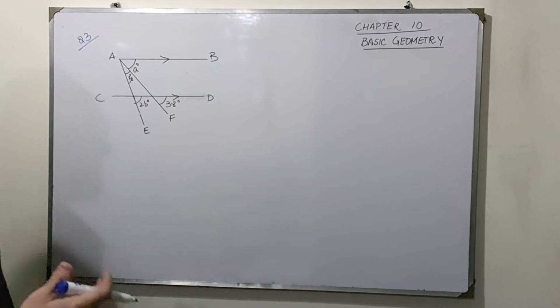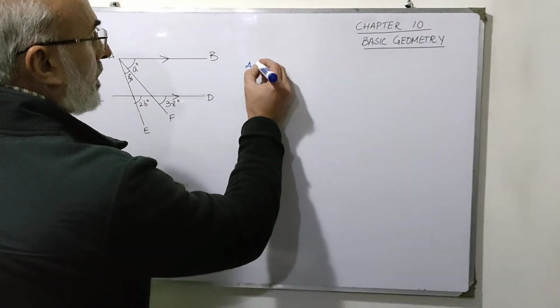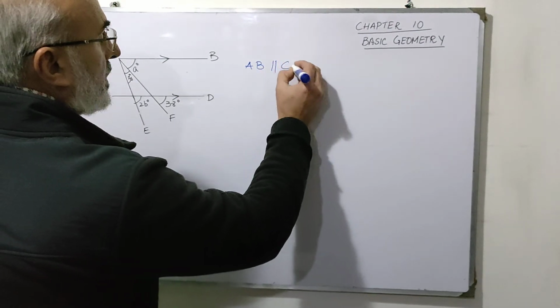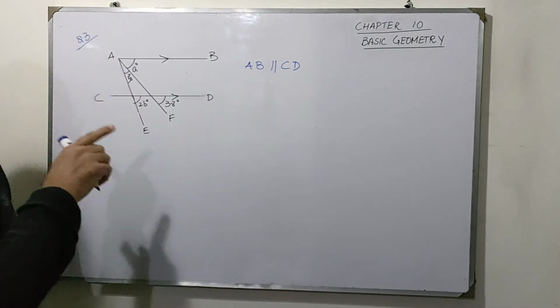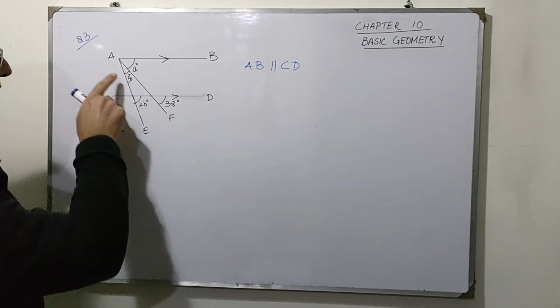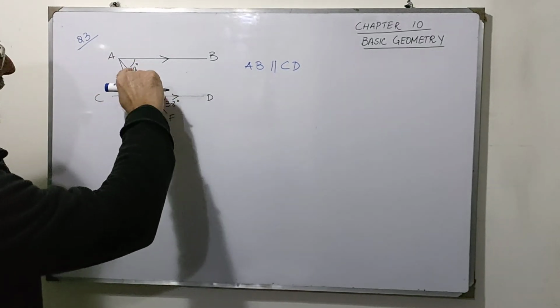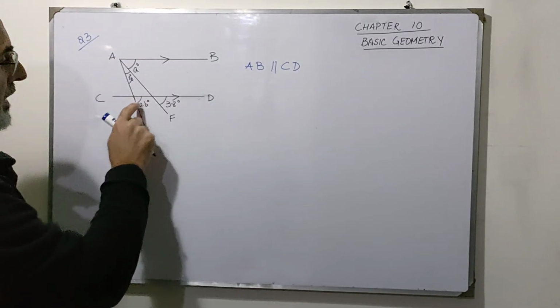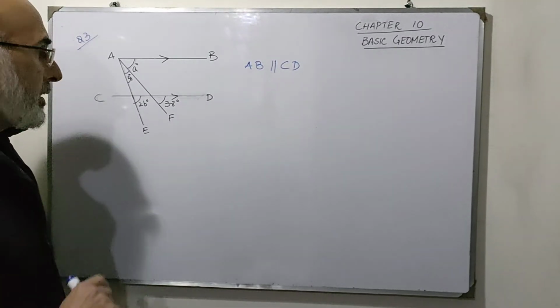We have question number 3 now. Two parallel lines, AB is parallel to CD, and we have two transversals intersecting these two parallel lines. One is AF, another is AE. We have angle A here and angle 2B here. We have to find the values of A and B.